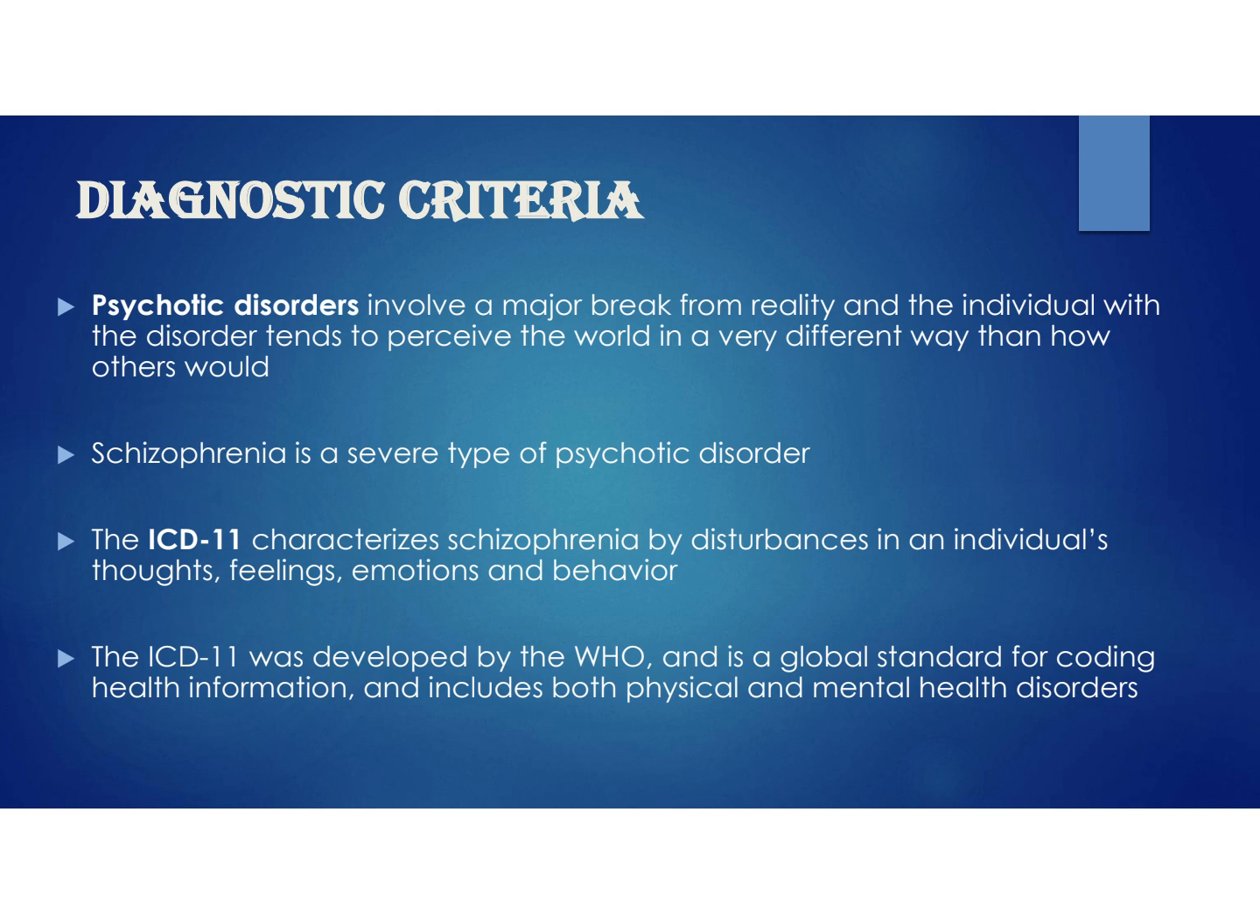So schizophrenia is a severe type of psychotic disorder, and ICD-11 characterizes schizophrenia by disturbances in an individual's thoughts, feelings, emotions, and behaviors. This is more of a general definition of what schizophrenia is according to the ICD-11. It says over here that the ICD-11 was developed by the World Health Organization, and it is a global standard for coding health information and includes both physical and mental health disorders. It's globally accepted, so it's a very validated and reliable tool.